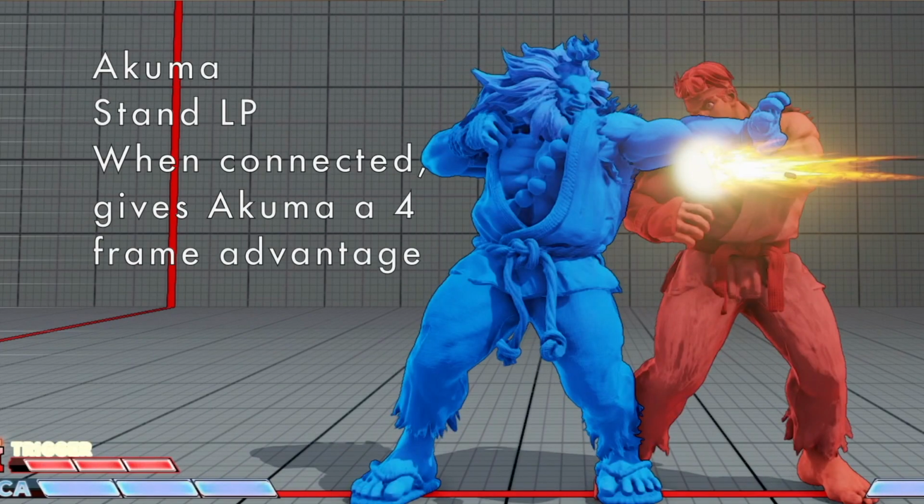Akuma in Street Fighter V, for example, given hitstun and recovery frames, has a standing light punch that equates to him having a 4-frame advantage when he connects his attack. Simply put, Akuma's standing light punch is +4 on hit.